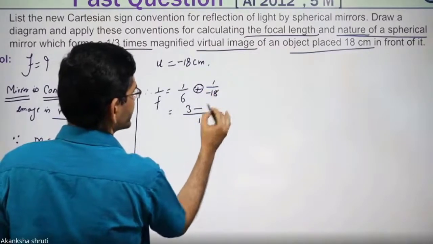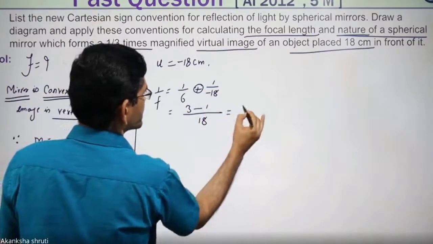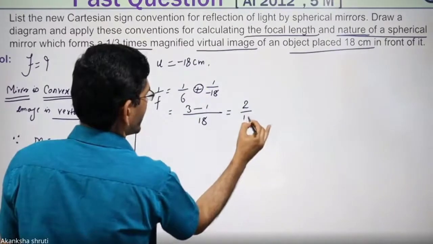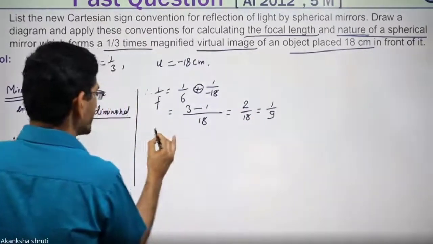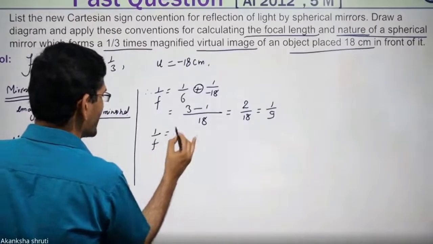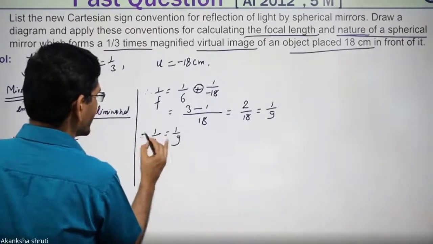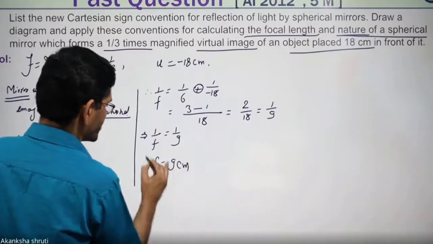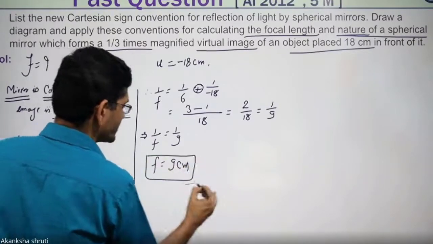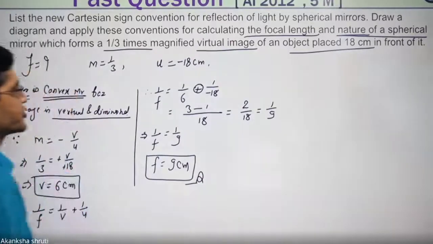And it is 18 to 18 only. So it is now 2 by 18. So it is 1 by 9. Keep in mind, student, 1 by f is 1 by 9. So f is 9 centimeter. Okay, this was the required mathematical part.